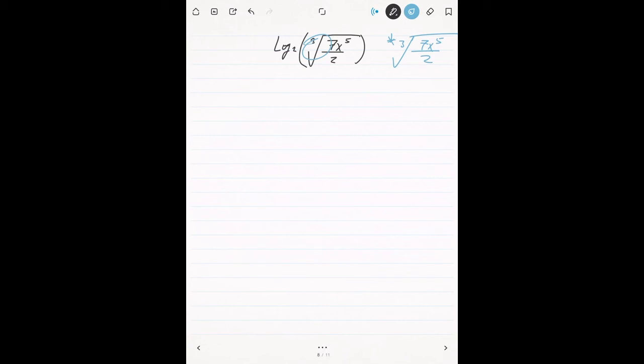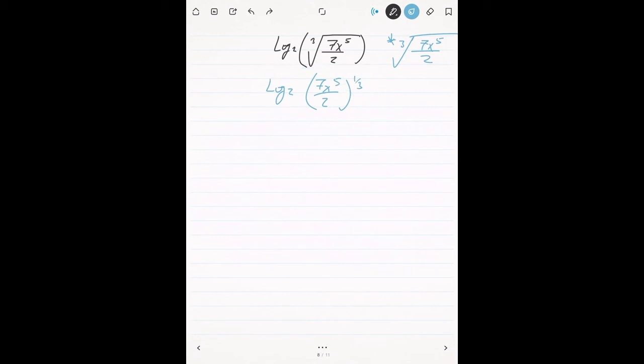I have to take care of this cube root somehow, because I can't get at the 7, the x, or the 2 when they're inside the radical. So how can I get rid of the radical? Well, again, it's helpful to think about this in terms of exponents. Instead of the cube root, remember this is the same thing as taking 7x to the 5th over 2 to the 1/3 power. The cube root is the same as the 1/3 power. So, knowing that, I can move this out front.